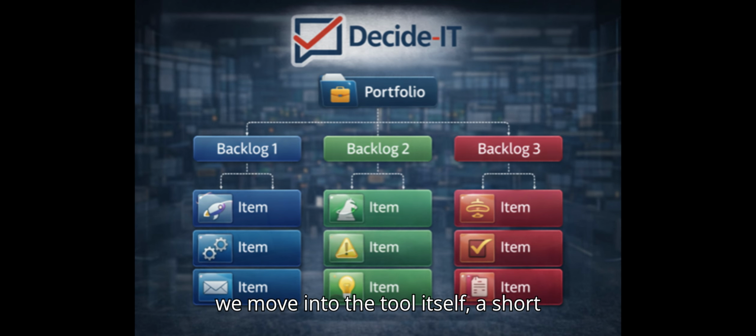Before we move into the tool itself, a short introduction. DecideIT is structured across 3 levels: Portfolio View, Backlog View, and Item View. Portfolio View grants executive visibility. Backlog View enables initiatives overview. Item View allows defensible decision.